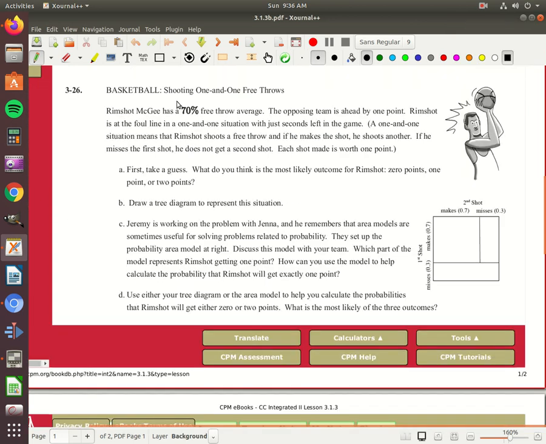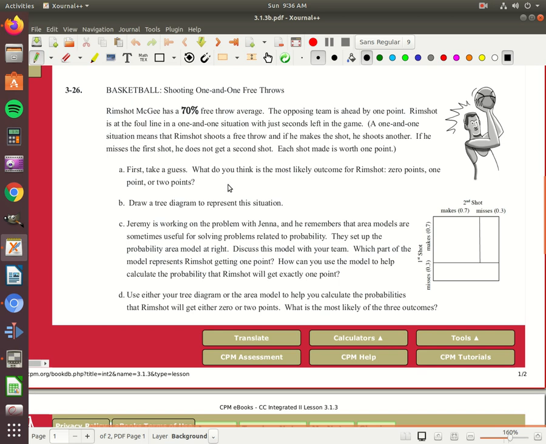Shooting 1-on-1 free throws. So Rimshot McGee has a 70% free throw shooting average. The opposing team is ahead by 1 point. Rimshot is at the foul line in a 1-on-1 situation with just seconds left in the game. A 1-on-1 situation means that Rimshot shoots a free throw. If he makes the shot, he shoots another. If he misses the first shot, he does not get a second shot. Each shot made is worth 1 point.